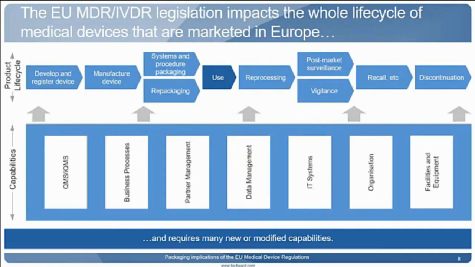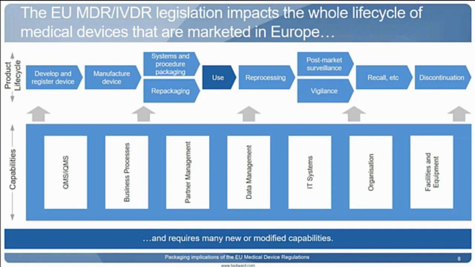Looking at the upper part of this slide, it shows a typical life cycle for a medical device product. At the beginning of the product life cycle, you're developing and registering your device, and you manufacture it. There's an activity called system and procedure packaging. This is where a third party might take a number of different elements of products and put them together into a procedure pack for a specific operation or procedure to be undertaken by a healthcare professional.